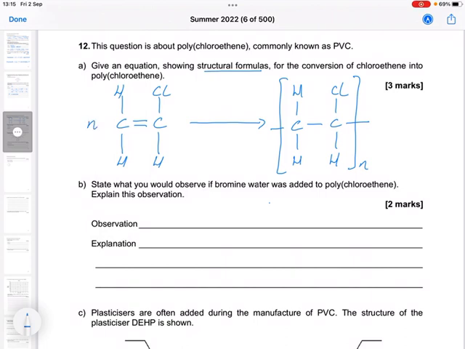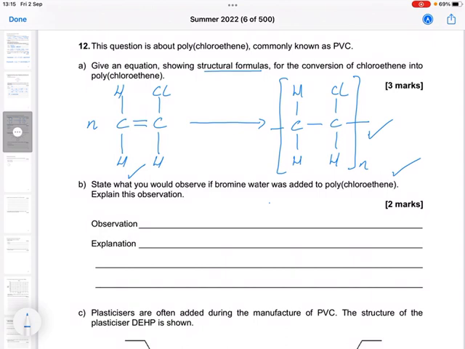Okay. So marks for this: one mark for the correctly drawn structure of chloroethene, one mark for PVC, and then one mark for the correct use of the ends in that structure there, or in that equation there.